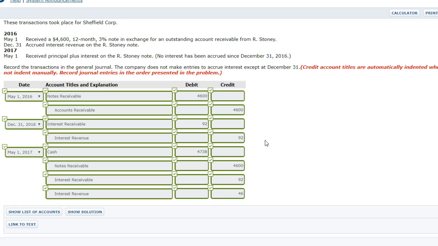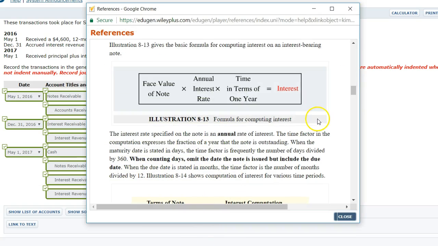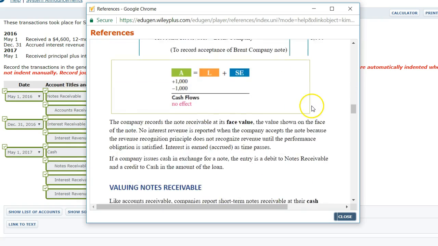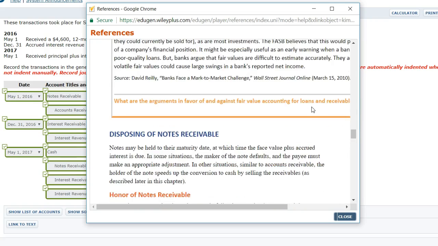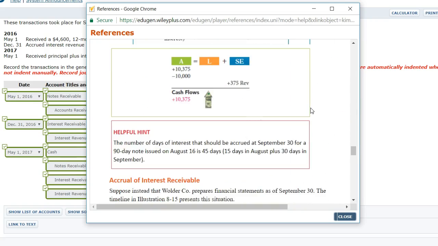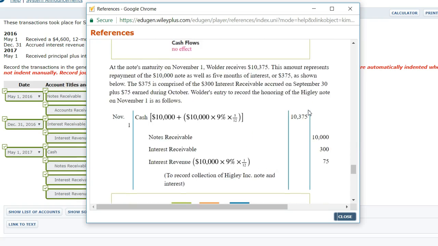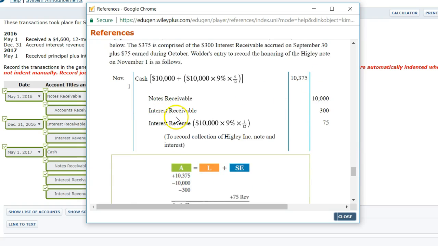Then the last portion, again, we'll go ahead and bring up the text link here. We need to journalize the principal and interest that we had earned. So we'll go ahead and scroll down here and it will show you how we're supposed to debit and credit that particular account. Here we are. Okay, so we would debit cash, the dollar amount. We would credit notes receivable. We would also credit interest receivable and credit interest revenue to fill that in.